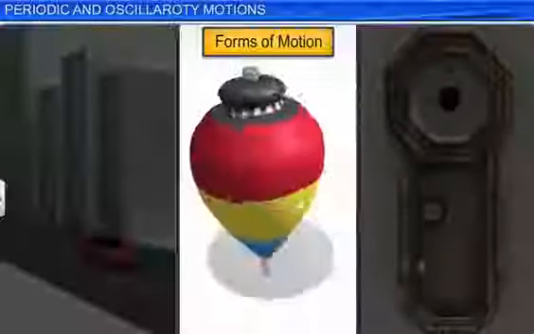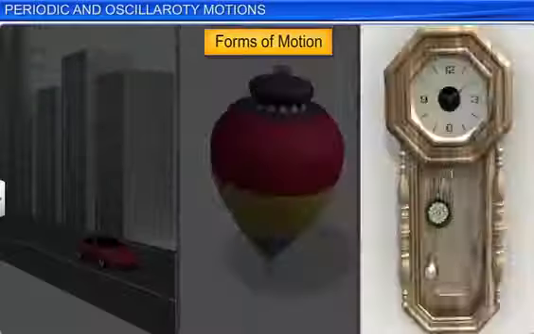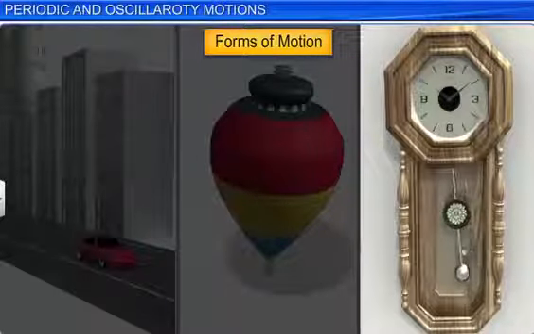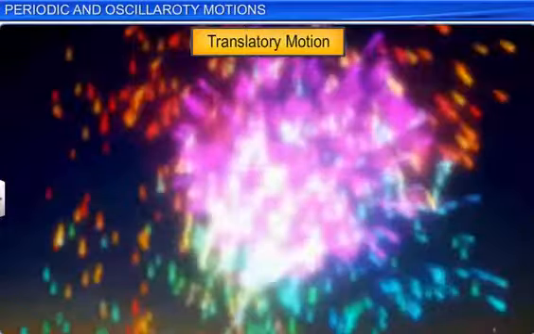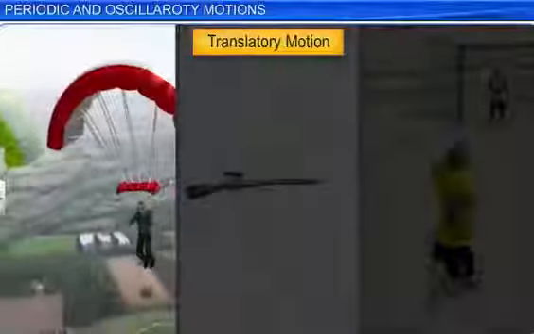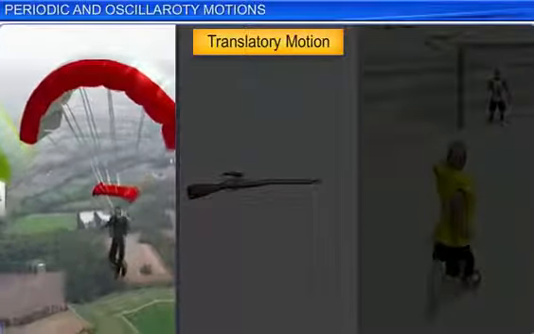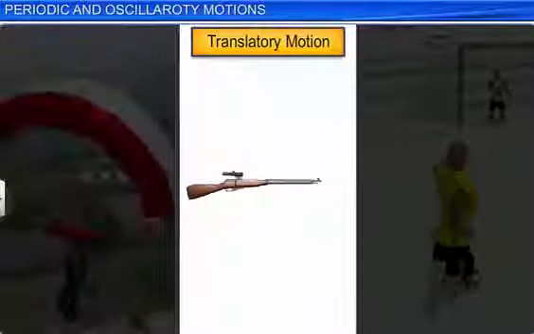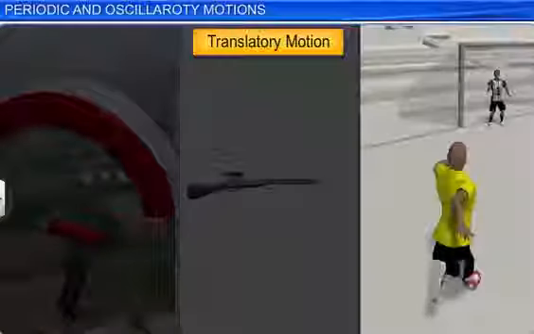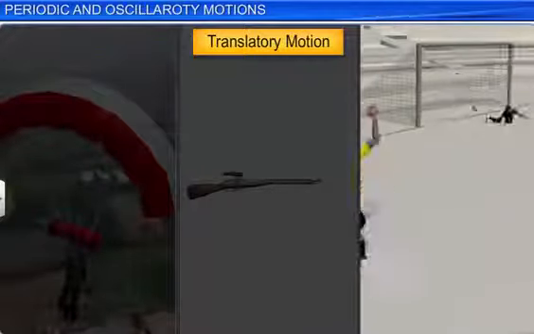Motion in our daily life can take many forms. The Diwali rocket executes translatory motion. Some more examples of translatory motion are the motion of a parachutist, a bullet fired into the air, and a football kicked into the air.